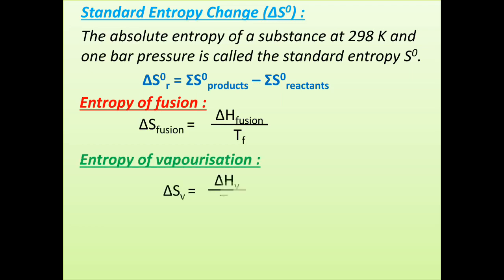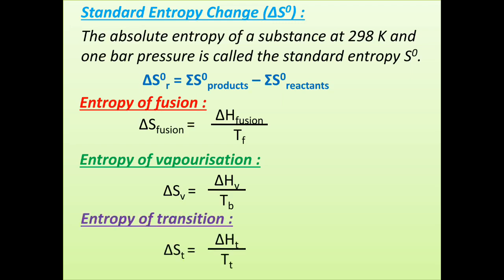The entropy of vaporization, that is delta S vaporization, is equal to the ratio of molar heat of vaporization to the boiling point. So here delta HV divided by TB, where TB is the boiling point. Then the entropy of transition, that is delta ST, is defined as the ratio of molar heat of transition to the transition temperature, that is delta HT divided by TT. So what is transition? A conversion of one allotropic form into another allotropic form is called transition.